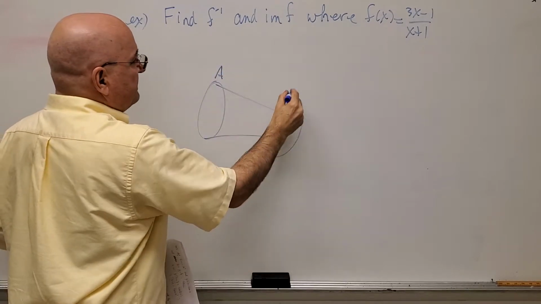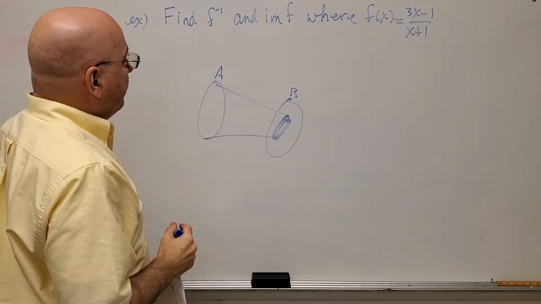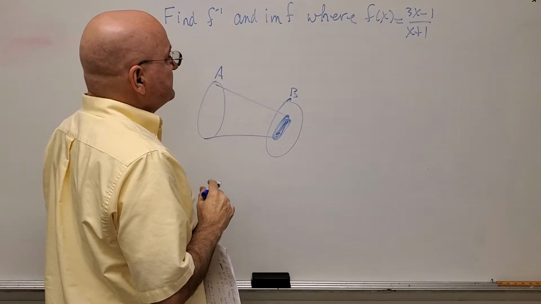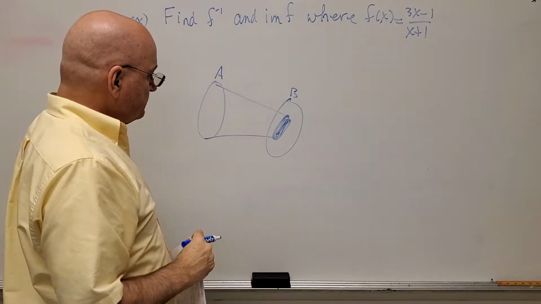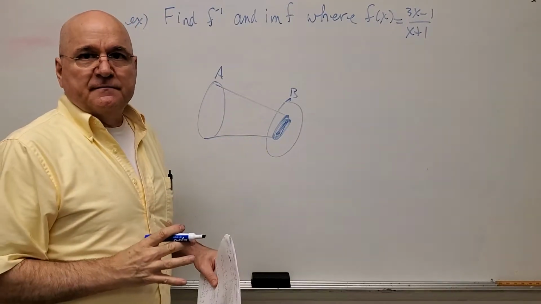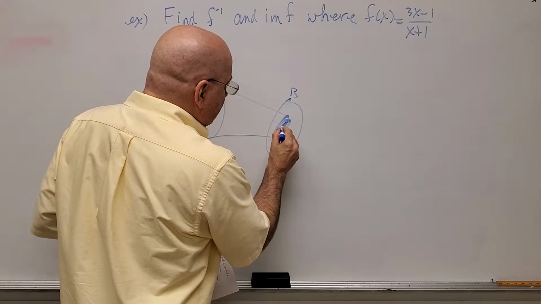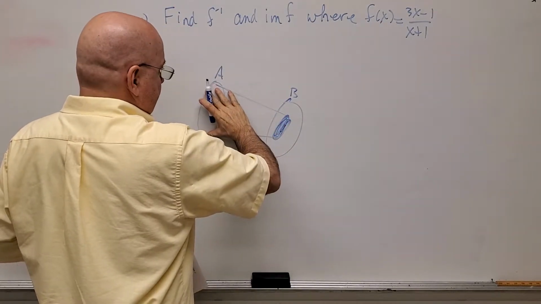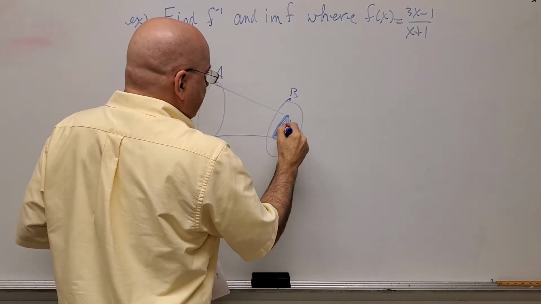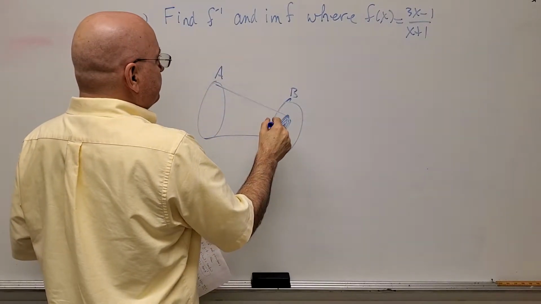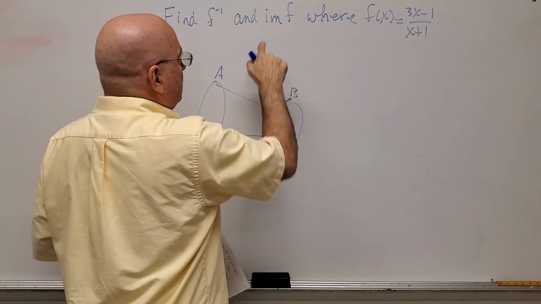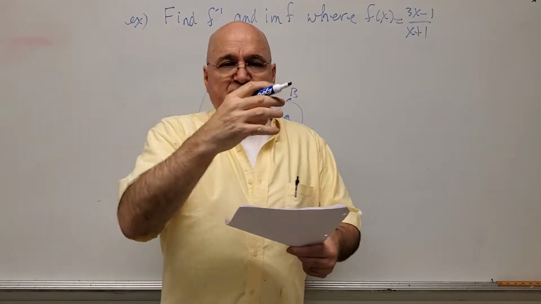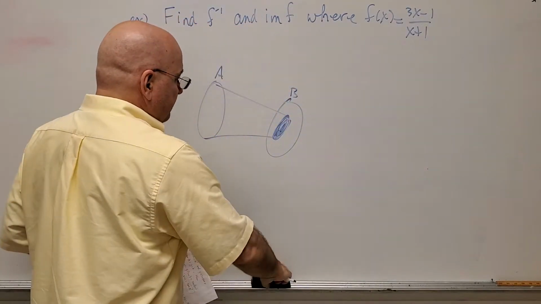Let's say that's A and that's B. The way I'm going to find that, since it may not be trivial, is to find the inverse function. The inverse function is going to map this onto A. Well, that's going to be the domain of f inverse. The domain of f inverse is equal to the image of f. Remember inverse functions? The domain of one is the range of the other, and vice versa.